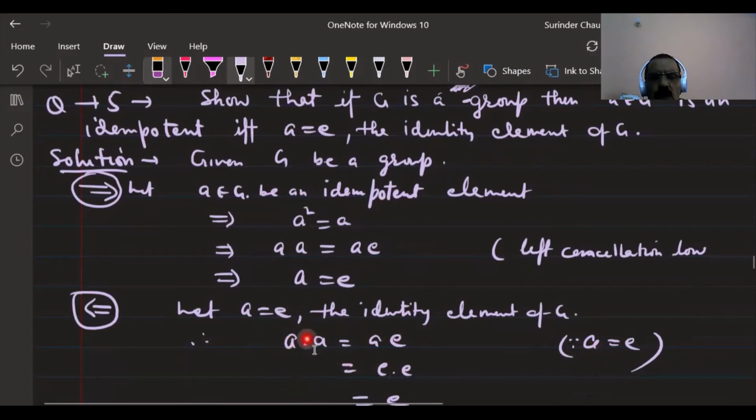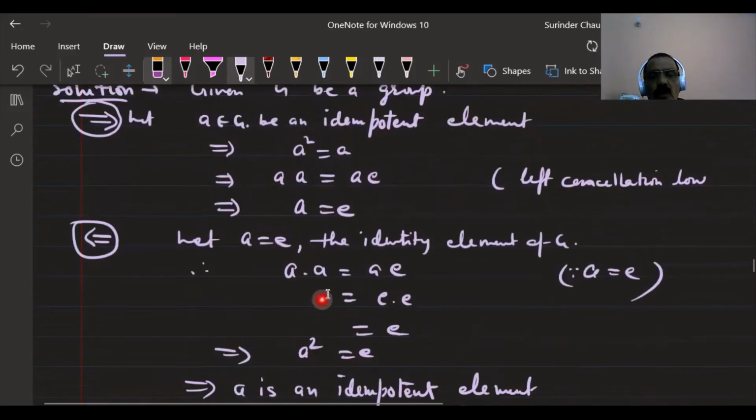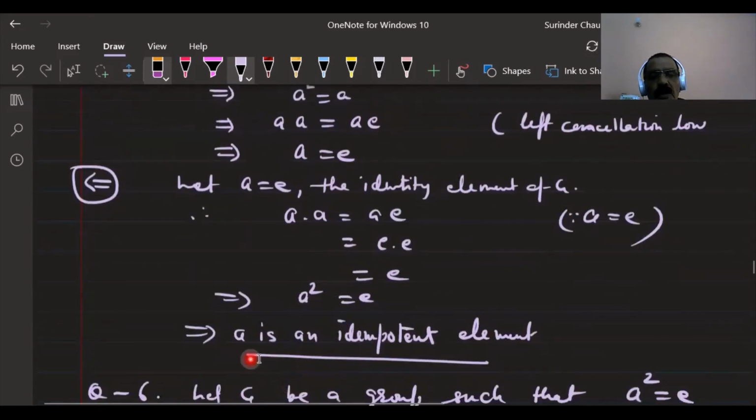Now take a squared, which is a times a, and since a is equal to e, a squared comes out to e. So a squared is equal to a times a is equal to e, which is given. Substituting, a times e gives a squared is equal to e.